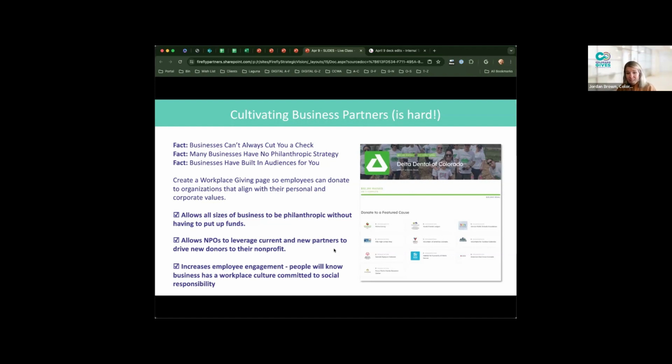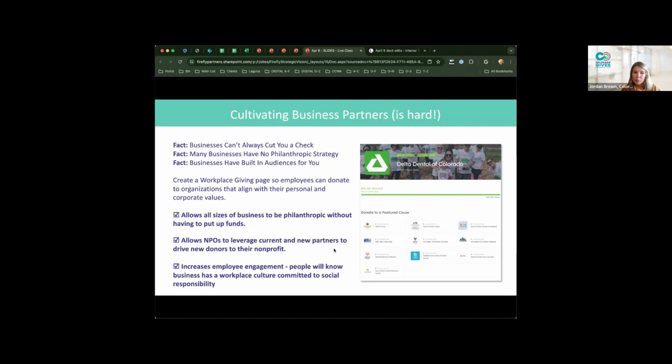So this is great for a number of reasons. It's great because it allows businesses of all sizes, so it's not just Coca-Cola, it's not just the local bakery, but everybody in between, to be fundraisers on behalf of your nonprofit. And it sets them up to be publicly philanthropic without necessarily having to put up significant funds for you that year. So they can be a fundraiser on your behalf, even if they don't have that budget to write that check. It also allows nonprofits to leverage current and new partners to drive new donors to their business. So by encouraging your business to share your fundraiser or use a workplace giving page for your different campaigns, you are going to be exposed to new donors. So this is a cultivation tactic for you as well.